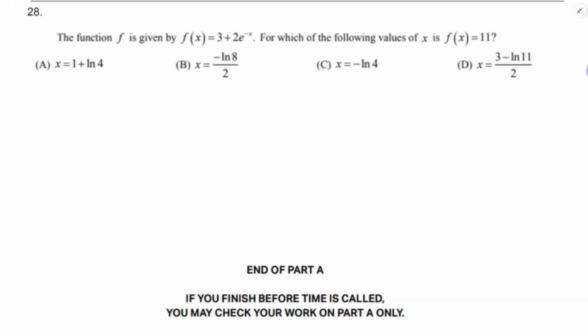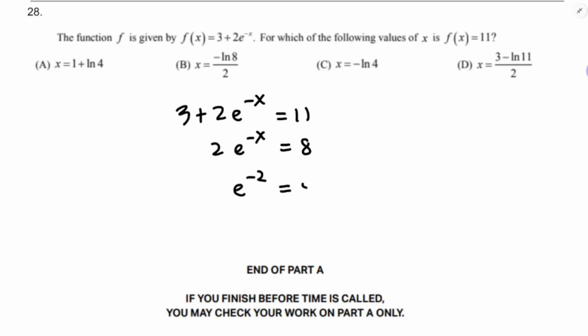So the function f is given by 3 plus 2 e to the negative x. When is f of x equaling 11? Right, so 3 plus 2 e to the negative x equals 11. I'm going to isolate the exponential by subtracting 3 and dividing by 2. I'm going to take the natural log, wait, no, just a second, let me get rid of that. e to the negative x equals 4. I'm going to take the natural log of both sides.